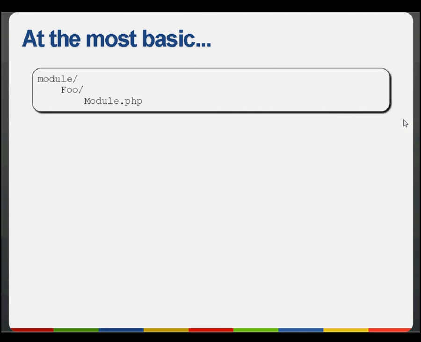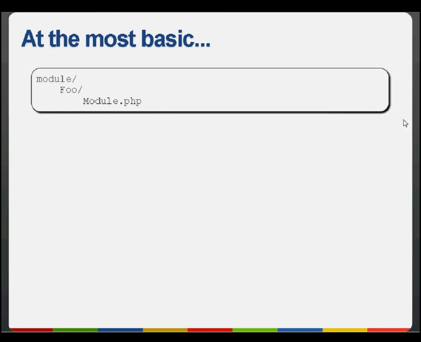So at the most basic, I've got my module directory in my application, and under that I'll have a number of different modules. Now these are going to be modules that I am developing. If they are third-party modules, I'll put them in my vendor directory. But in my module directory, I have my modules, and for instance, I've got a foo module, and you'll see a module.php. That's all I need.